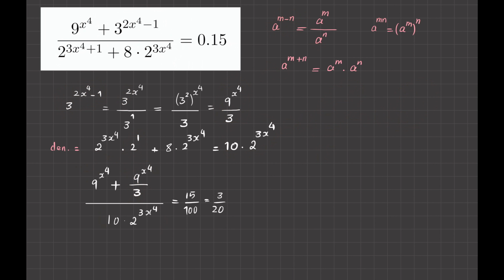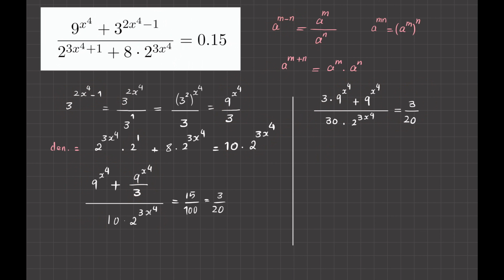So I'm multiplying the numerator and denominator by 3, so I have to multiply every term available there by 3. So let me draw a vertical line here. Okay, so the first term in the numerator becomes 3 times 9x to the power of 4. The second term becomes just simply 9x to the power of 4. And in the denominator, because I multiply the denominator by 3, 10 becomes 30 times 2 to the power of 3x to the power of 4. And on the right hand side, I will have 3 over 20. But again, look here. I have a package, 3 of them, but then I have one more of the same package. So it becomes 4 of that package, yes?